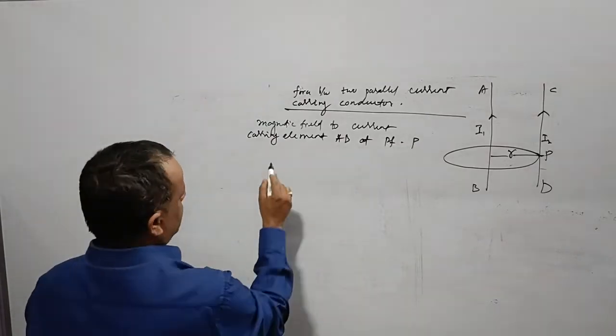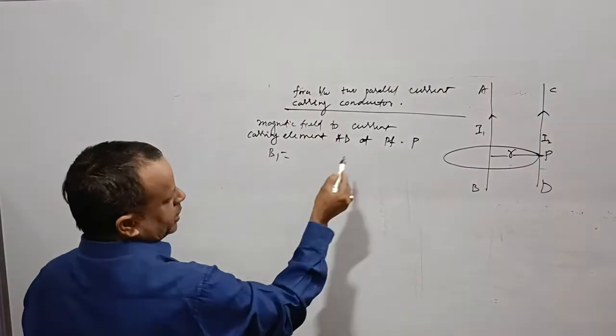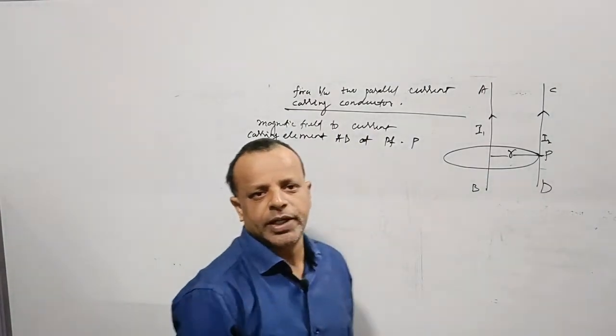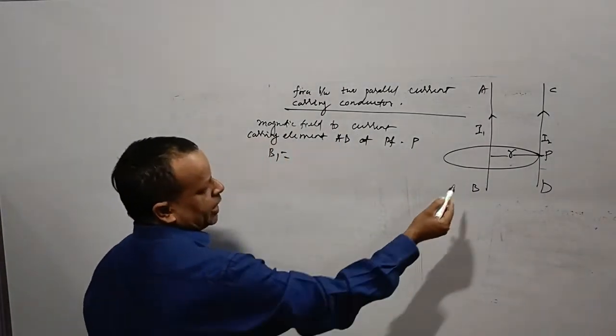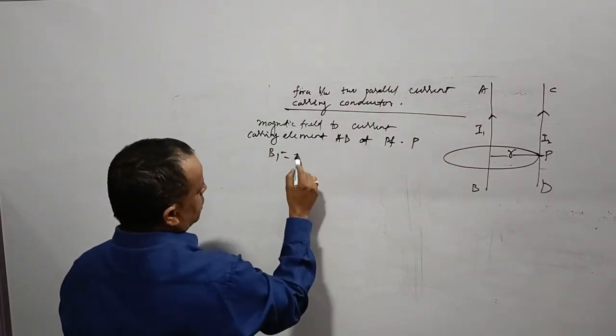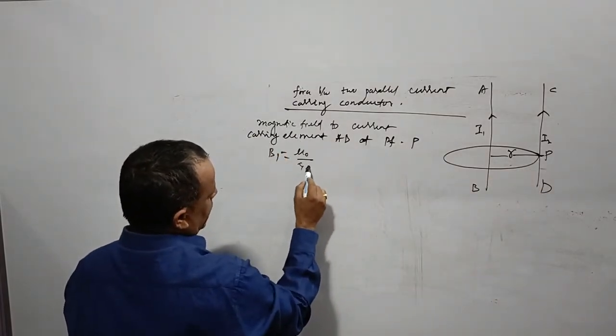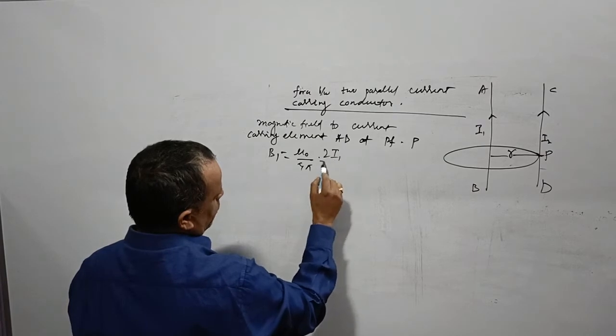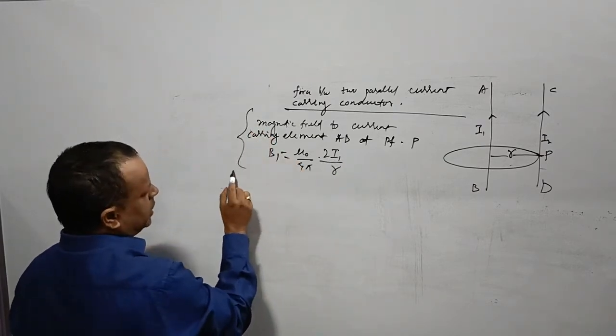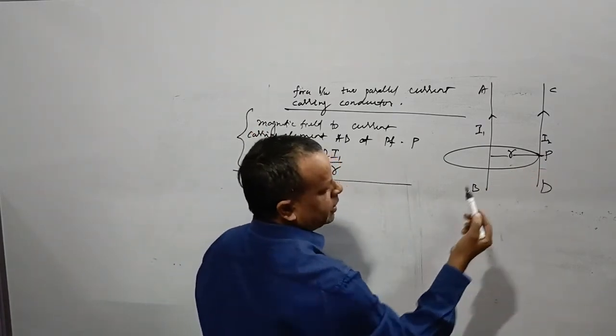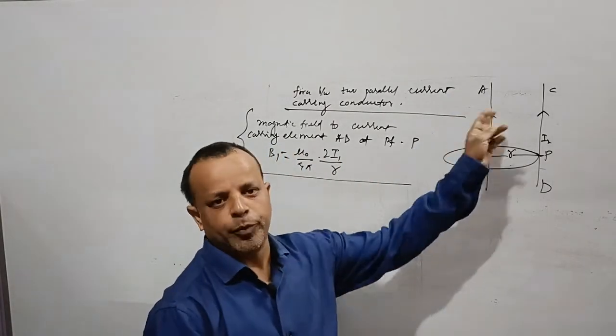See what will happen over there. Basically this AB is an infinite conductor, and the strength of the magnetic field at this point P is equivalent to mu naught upon 4 pi into 2 I1 upon R. This is the strength of the magnetic field produced by this conductor AB at point P.